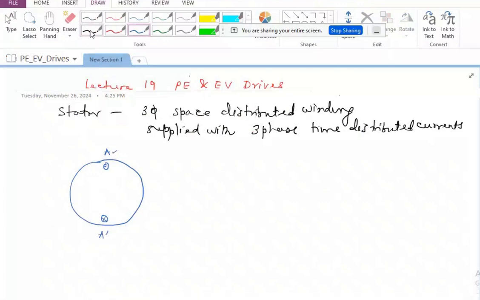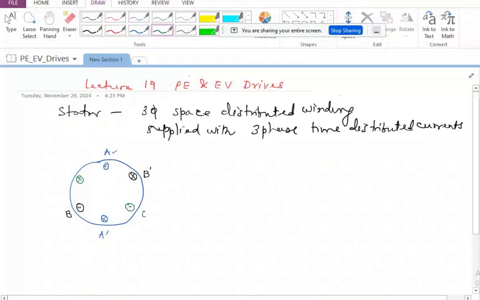And we are going to have B somewhere here, which is 120 degrees shifted, and B dash somewhere here. So let us say this is B, which is carrying the current of B phase coming out of the board, and this is B dash, which is going into the board. And we are going to have the third phase here, which is C, and this is going to be C dash. C is again C phase current being carried out of the board, and C dash is carrying the return current.